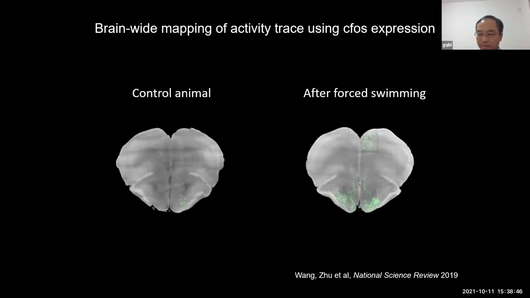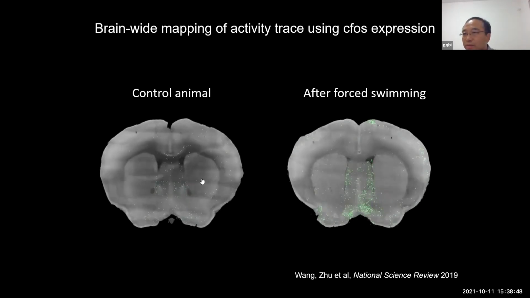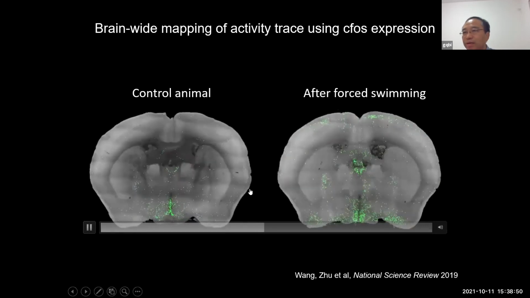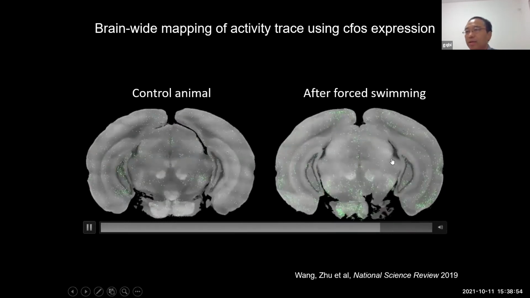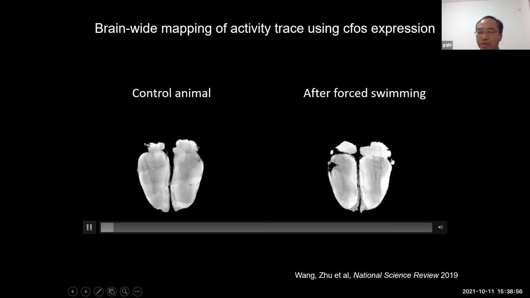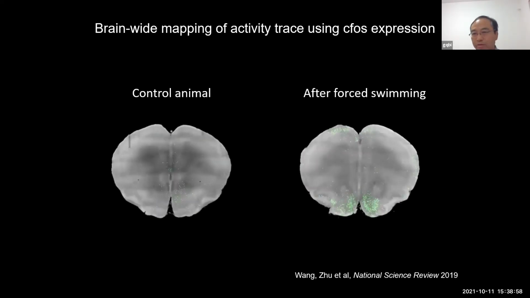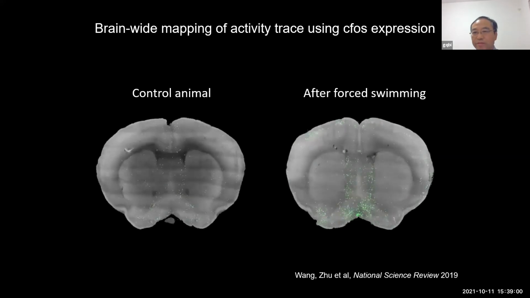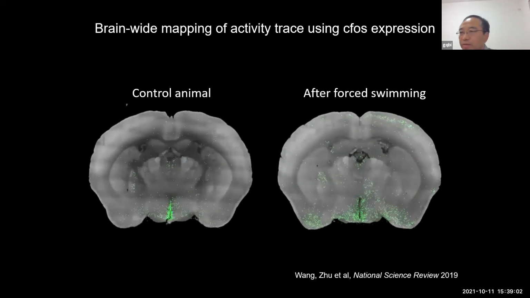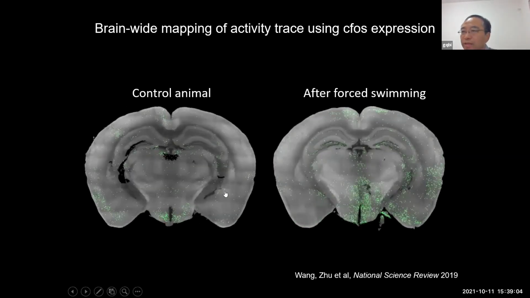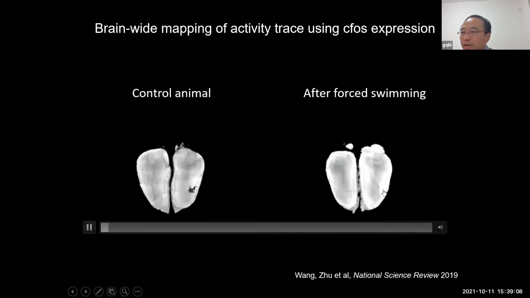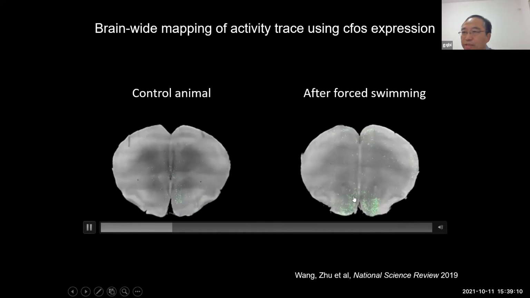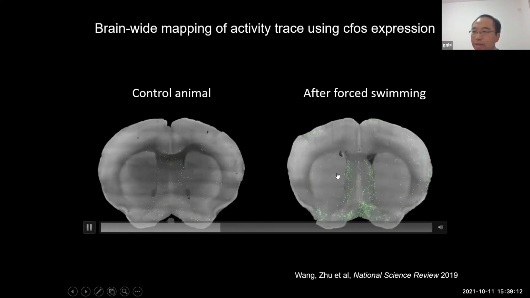In this case, we have two mice. One is a control mouse, and the other underwent forced swimming an hour before being fixed for imaging. We can see that the swimming mouse indeed has more c-Fos expression overall.